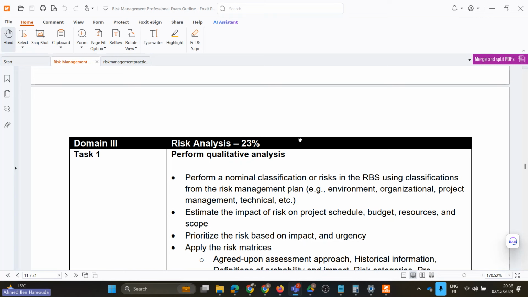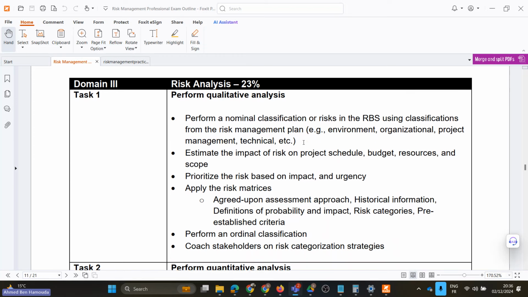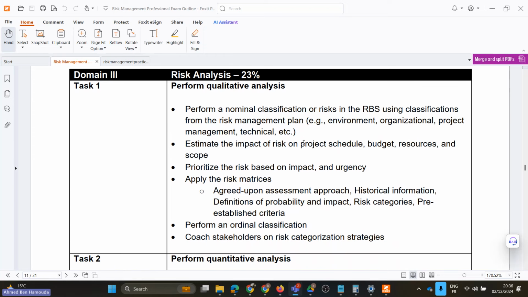Right. So, okay, let's continue then with the content for this session one. Now we will go and talk about the third domain of your RMP exam, which is about analyzing risks. Okay, and you probably heard me mentioning earlier about performing qualitative risk analysis, and more advanced analysis such as the quantitative ones. Now, of course, once the risks have been identified, the first thing we need to do is to have a nominal classification of the risks in the risk breakdown structure.